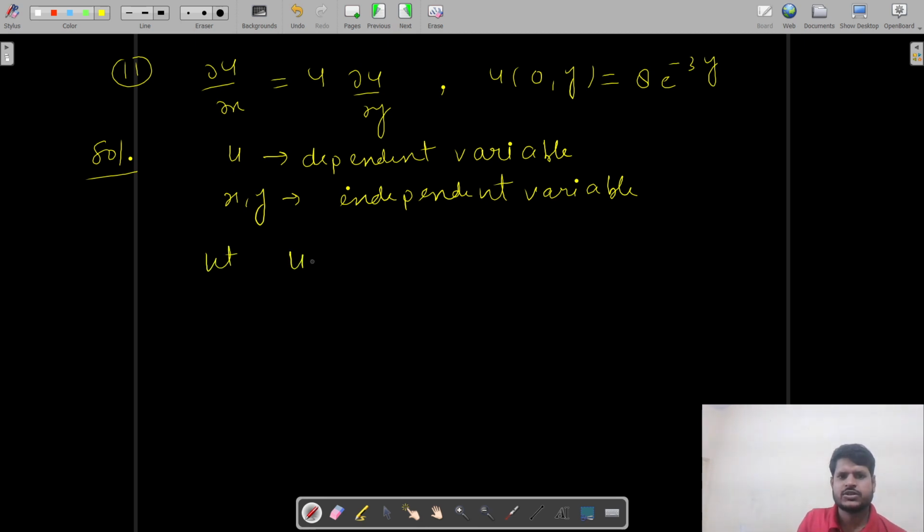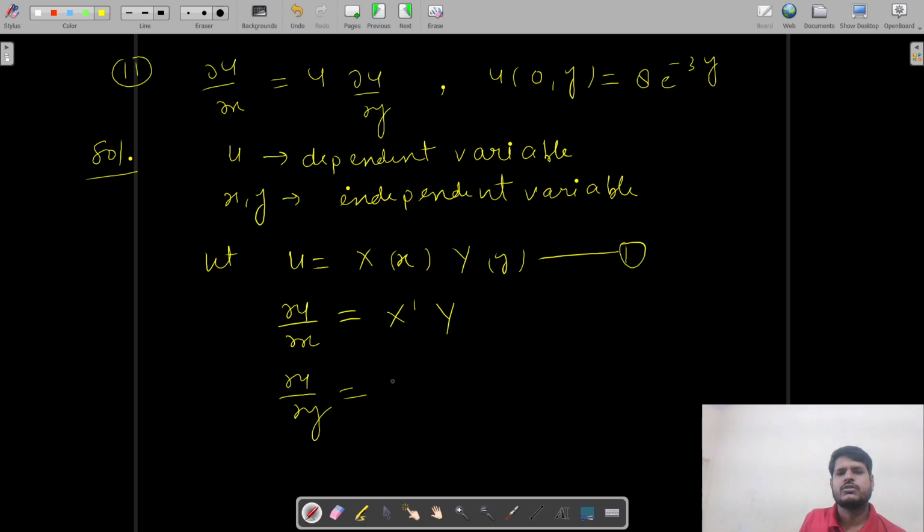So let the solution be u is equal to capital X of x, capital Y of y. This is equation 1. So again what do we need here? We need partial u upon partial x and partial u upon partial y. So partial u upon partial x equal to capital X dash Y. Partial u upon partial y is equal to what? Capital X Y dash. So you have to put these two values in the given equation.